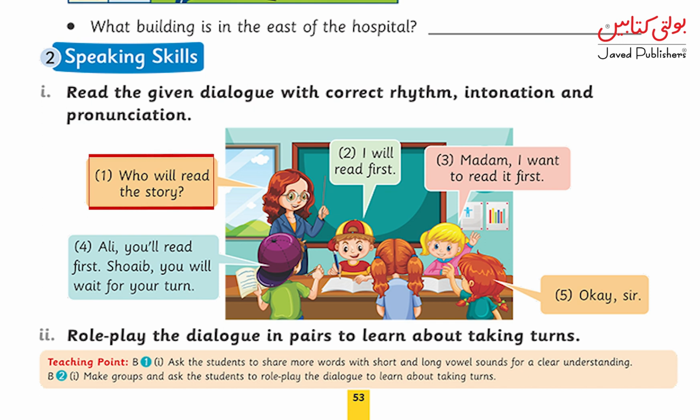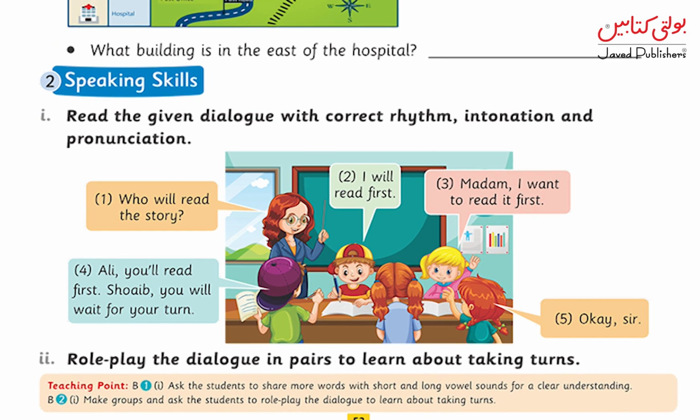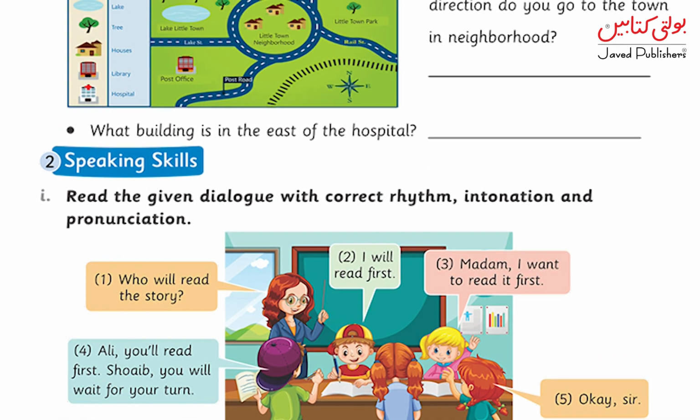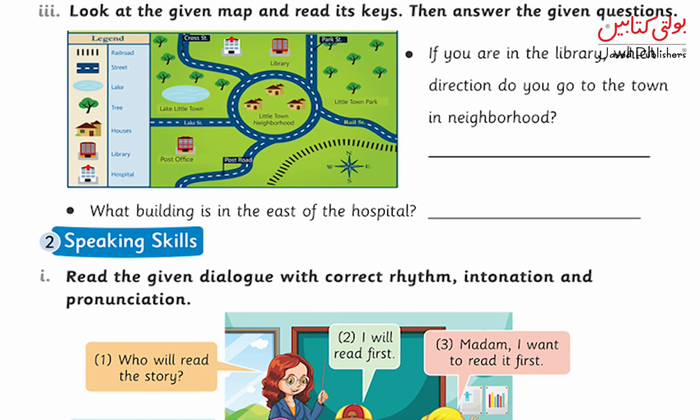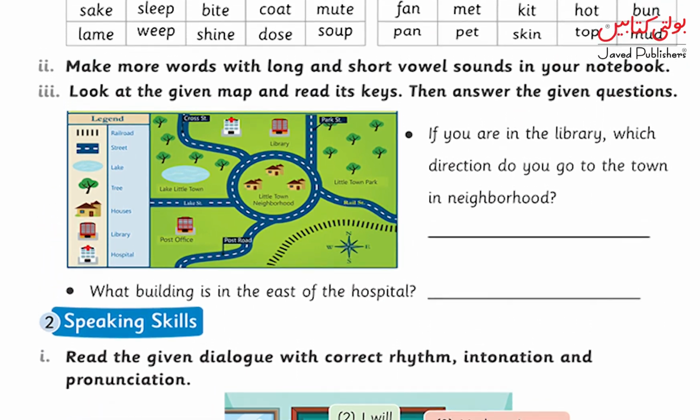So the first dialogue is who will read a story. Second dialogue, I will read first. Third dialogue, madam, I want to read it first. Fourth dialogue, Ali, you read first. Shoaib, you will wait for your turn. And the last dialogue is okay sir. So this dialogue shows you that if you want to take turns, you have to ask the permission from the teacher first, and then it's good to take turns and then do the work.